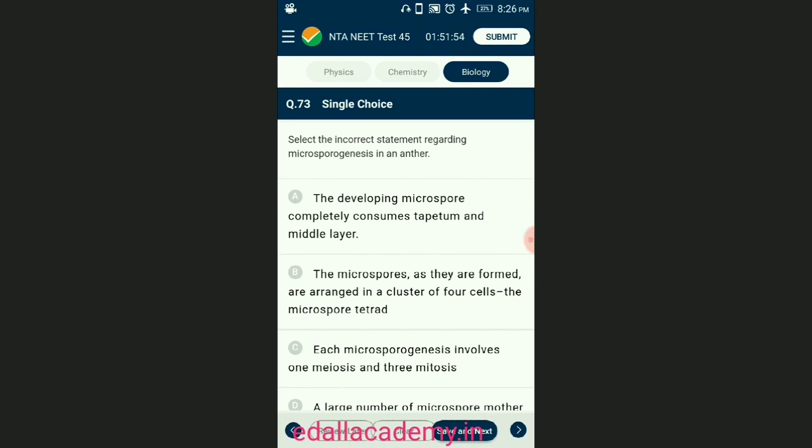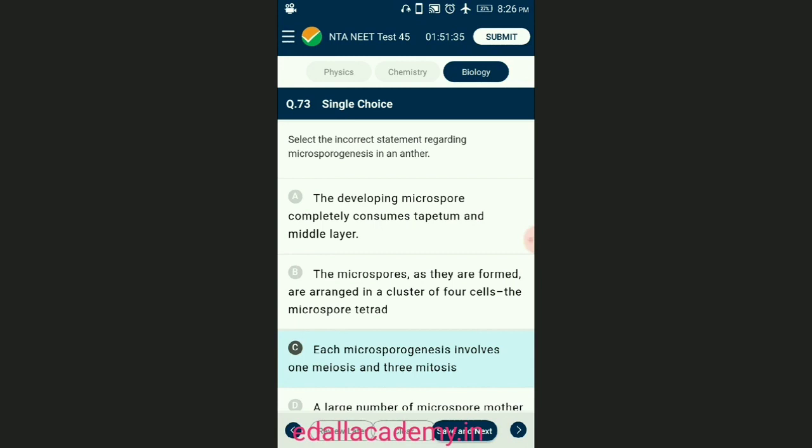Each microsporogenesis involves one meiosis and three mitosis. So this is the wrong statement about microspore. The answer for this question is option C. Each microsporogenesis involves one meiosis and three mitosis. So this is an incorrect statement regarding microsporogenesis.